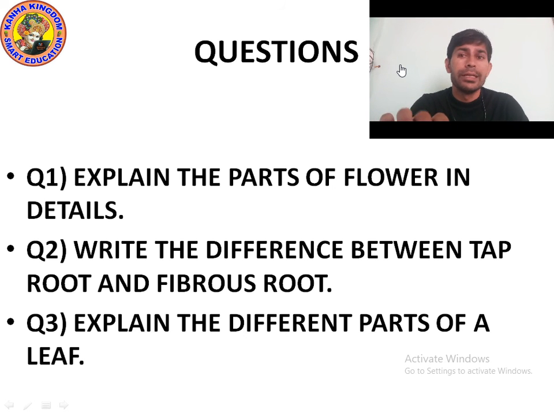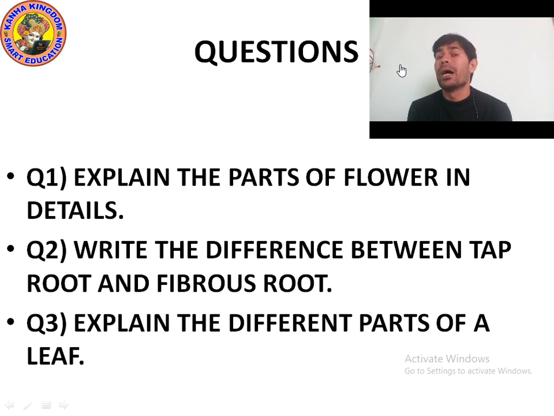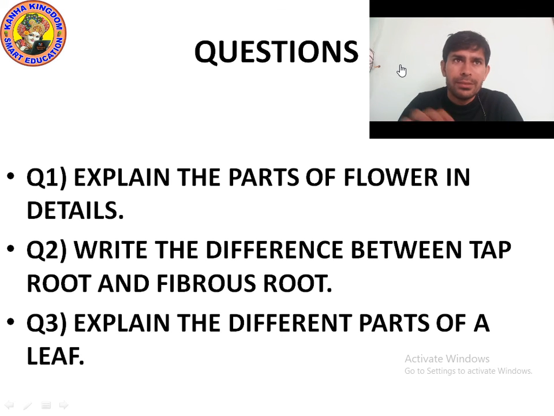Next question: explain the different parts of a leaf. This question is not from today's lesson; it is from the last time, when we studied the parts of a leaf. There are different parts: petiole, midrib, vein, blade, stem. Petiole is the part of the leaf by which it is attached to the stem. Lamina is the broad green part. And the lines on the leaf are known as veins. So these are easy.